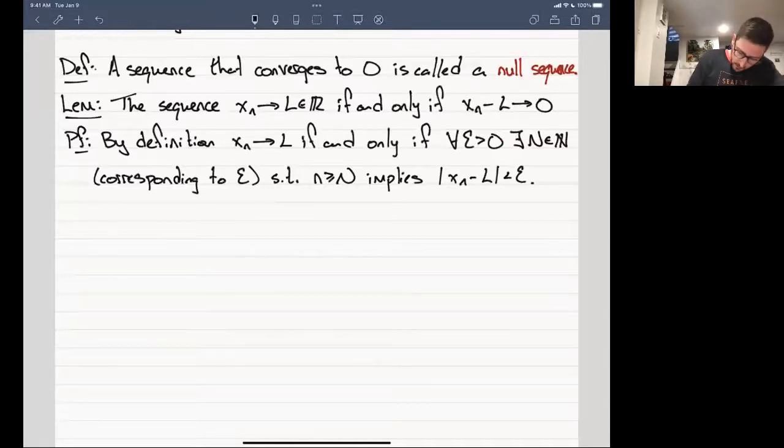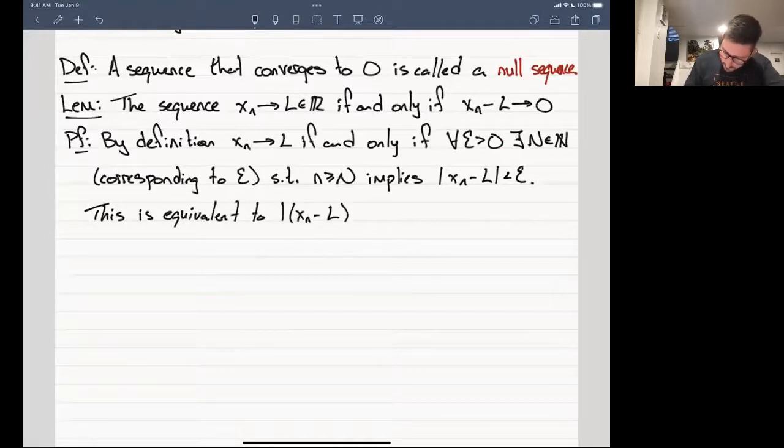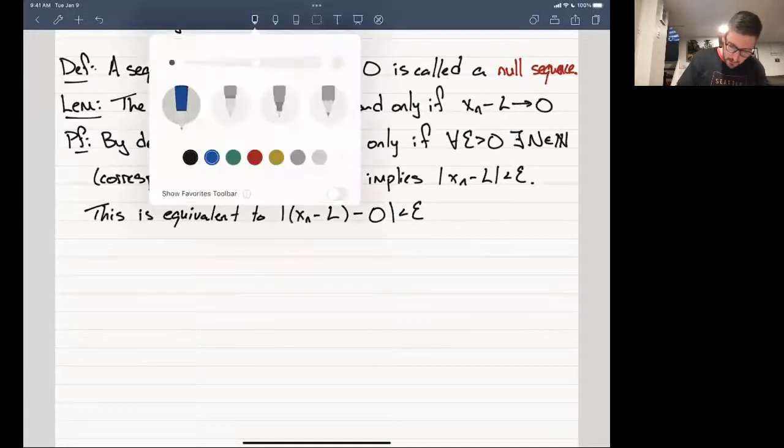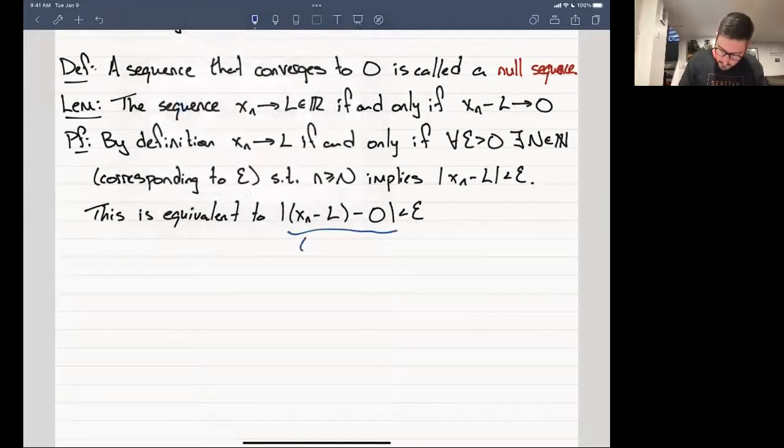But this is also equivalent. It's just a way of rearranging these things and how you look at them to prove this lemma. It's nothing really more than that. So this is equivalent to saying the absolute value of xn minus L minus 0 is less than epsilon. But take a look at this. The first piece, the absolute value of xn minus L less than epsilon, that's xn converging to L. That's the definition.